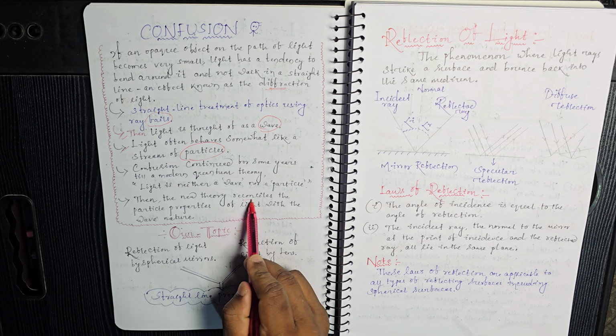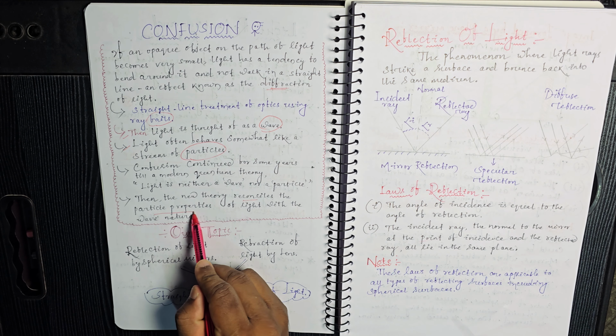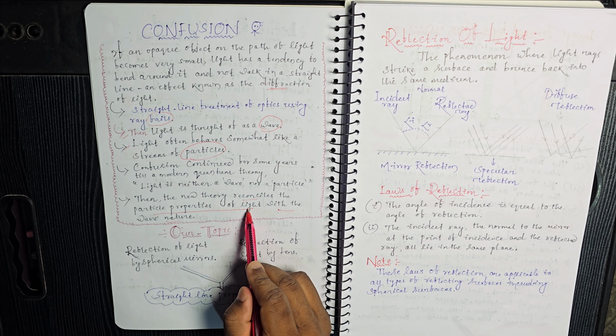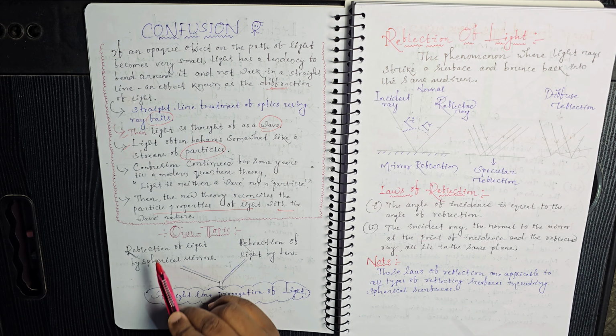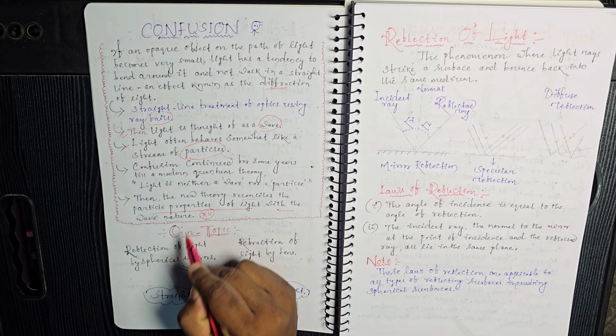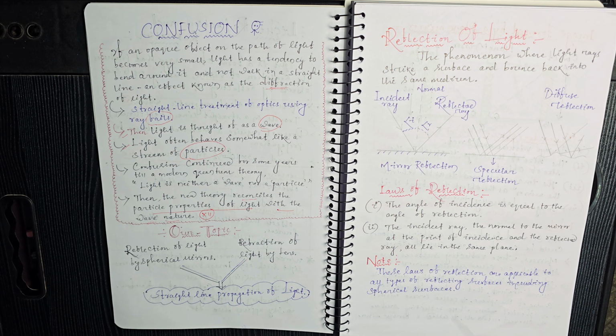The new theory reconciles, by the way, the particle properties of light with the wave nature. So whatever the property of light, it will be a particle but having some wave nature. So light shows both particle and wave nature. So the final conclusion is light has both natures, particle nature as well as wave nature. In class 10th, we are going to study only the particle nature, not the wave nature. And wave nature we are going to study in class 12th. That is a separate chapter, that is wave optics.